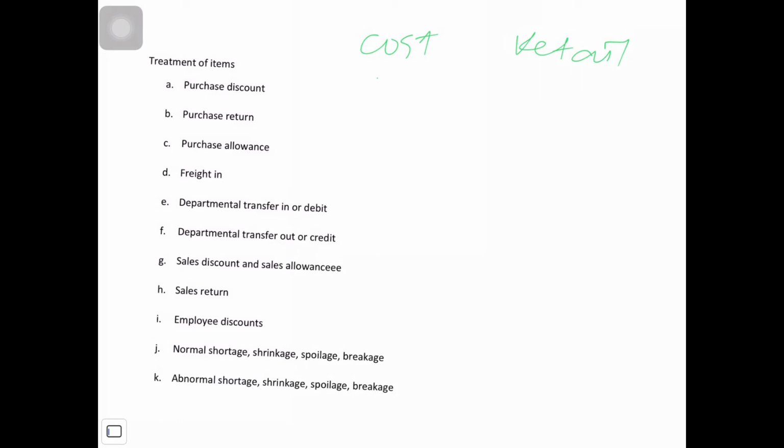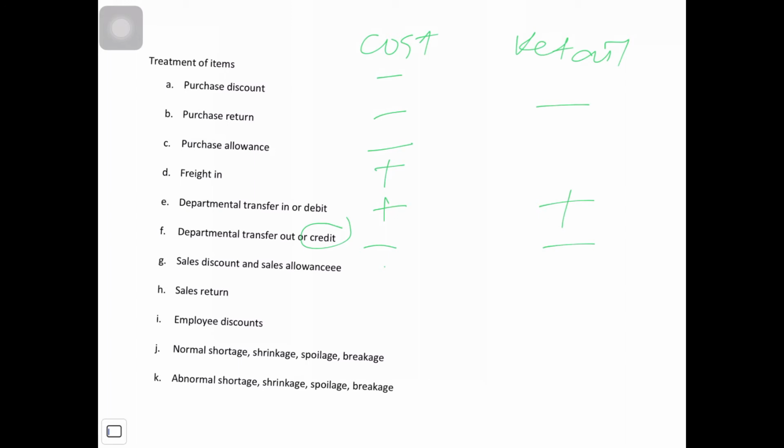Purchase discount is deducted at cost only. Purchase return is deducted at cost and retail. Purchase allowance is deducted at cost only. Freight is added at cost only. Department transfer in and or debit is added to both cost and retail. This one, credit, is deducted from both cost and retail.